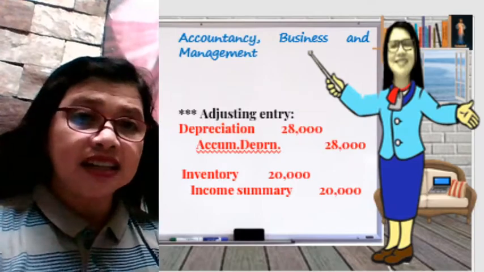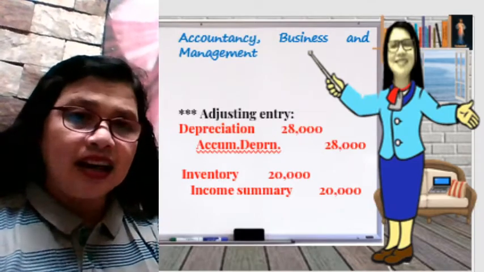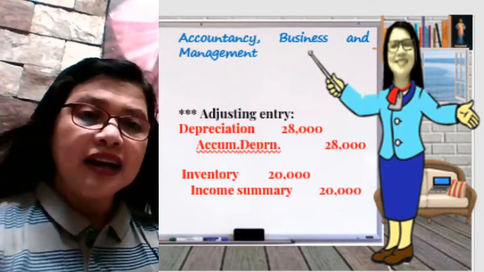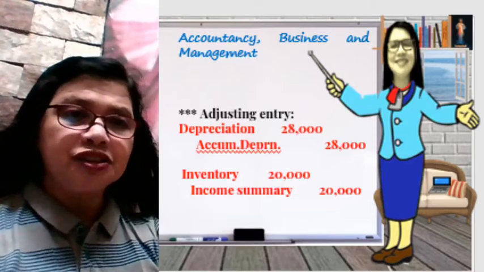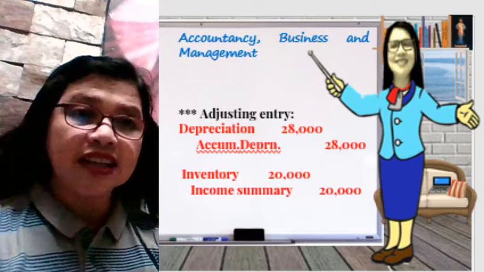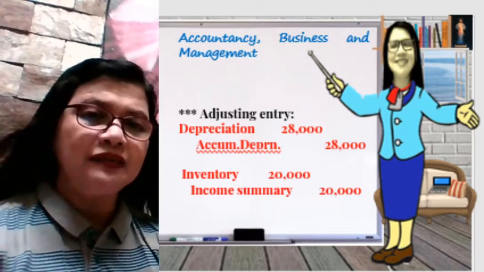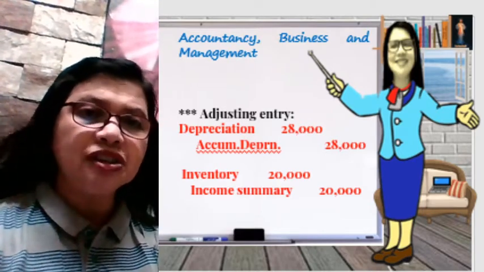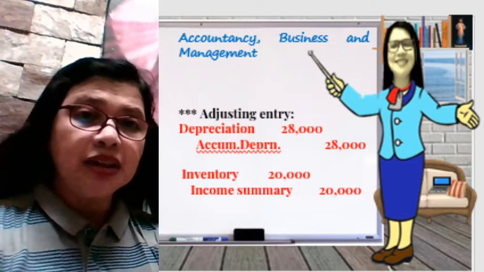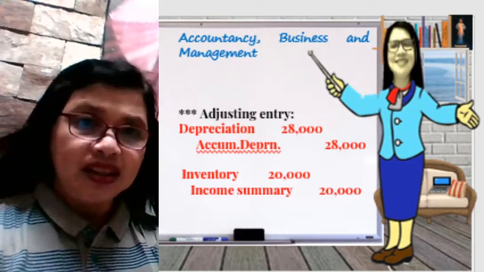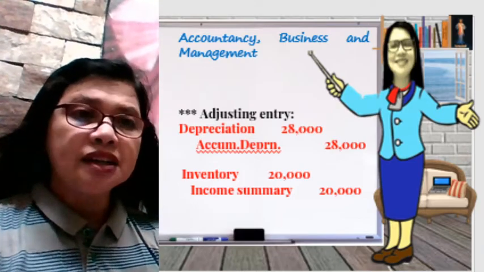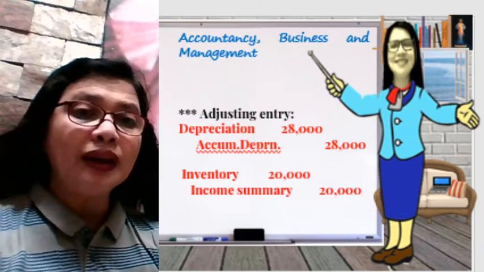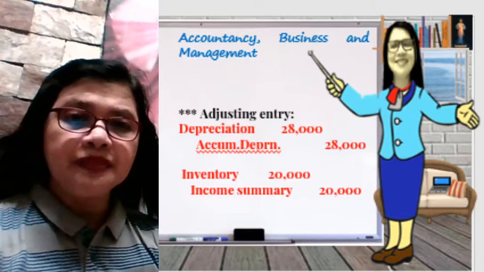Next, we have the adjusting entry, the accumulated depreciation. I think we have already discussed how to compute for the depreciation, but if you still need assistance, we can visit my previous video lessons. Depreciation is 28,000. Accumulated depreciation is 28,000 also. And then the inventory of goods is 20,000 at the end of the year.